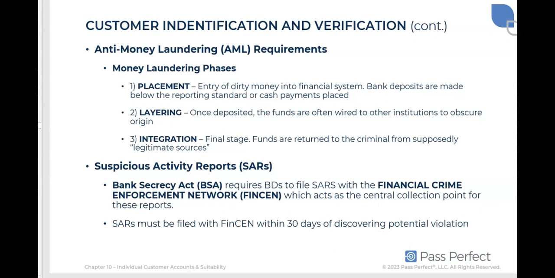Layering, which is moving money around, wiring it to again make it difficult to say where it came from, and then finally integration, taking the laundered money back into circulation when it seems to come from legitimate sources. So the Bank Secrecy Act says that you have to file the suspicious activity report with FinCEN if you see something that just doesn't look right.